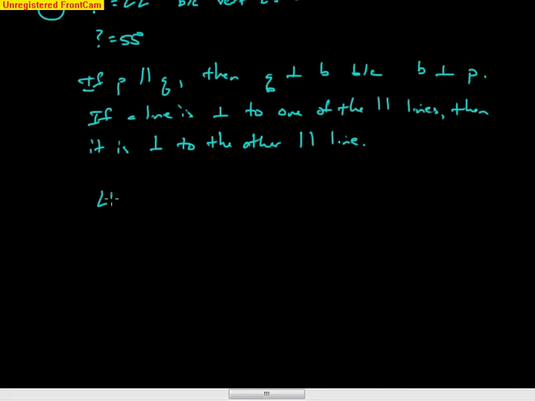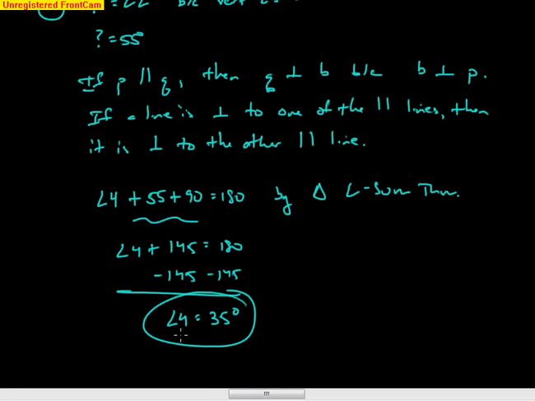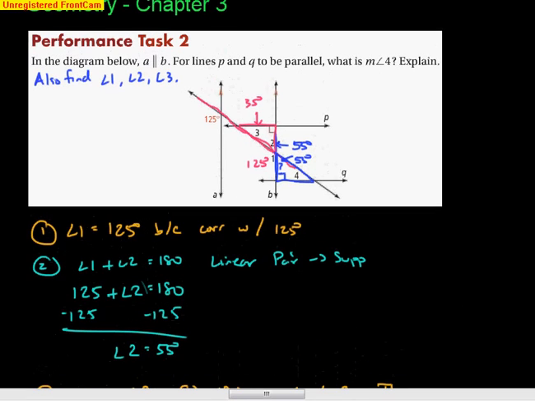Angle 4 plus 55 plus 90 is 180. And again, this is by the triangle angle sum theorem. So I'll combine these. Angle 4 plus 145 equals 180. I will subtract 145, and angle 4 is 35 degrees. Angle 4 would need to be 35 degrees. Okay, and there you go.